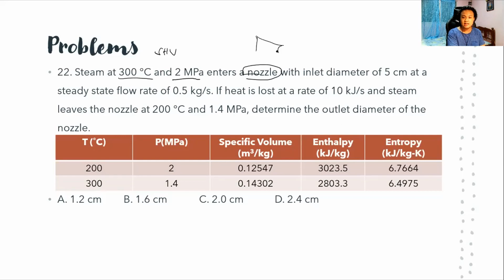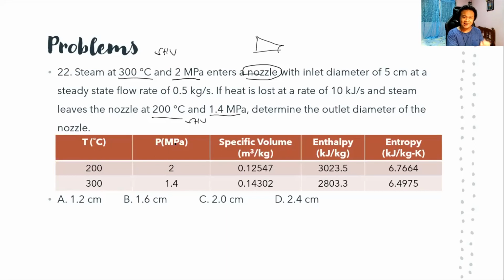So a nozzle looks like this. And then with the inlet diameter of 5 cm and a steady flow rate of 0.5 kilograms per second. If heat is lost at the rate of 10 kilojoules per second, and the steam leaves the nozzle at 200 degrees Celsius and 1.4 MPa, also at SHV, because there are two given. Determine the outlet diameter at the nozzle.